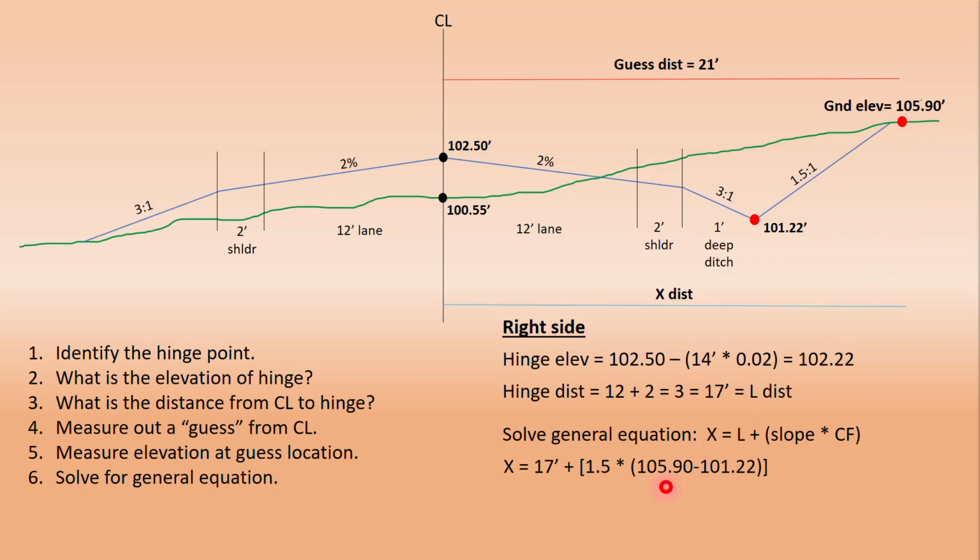So we have 105.90 minus our 101.22 hinge elevation, and we're going to multiply that by 1.5 for a total of 17 feet plus 1.5 times 4.68 equals 24 feet for our solved for x distance. Well, 24 feet is longer than what we guessed, so we're not out far enough. So your next iteration tells us you're going to have to take your guess point, move back, and repeat the process.